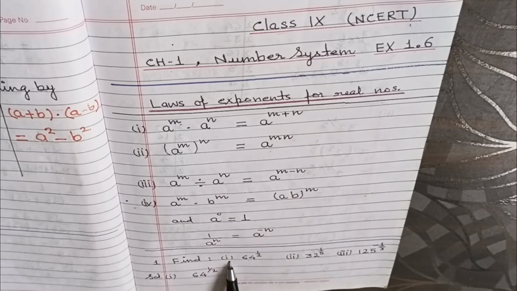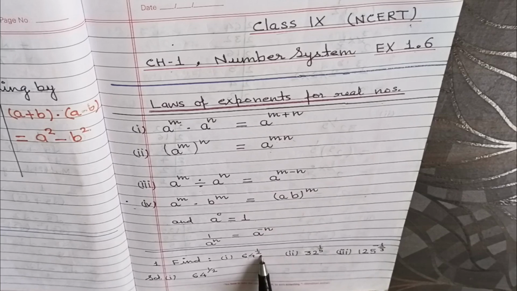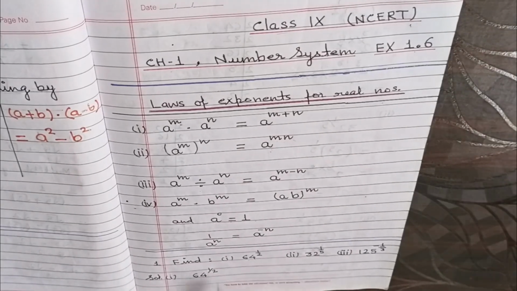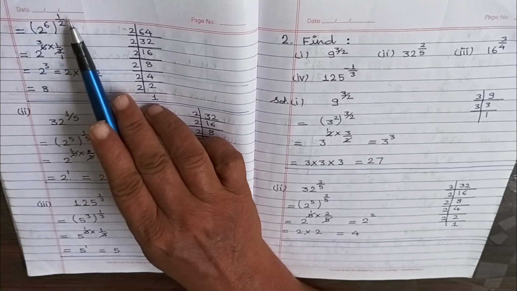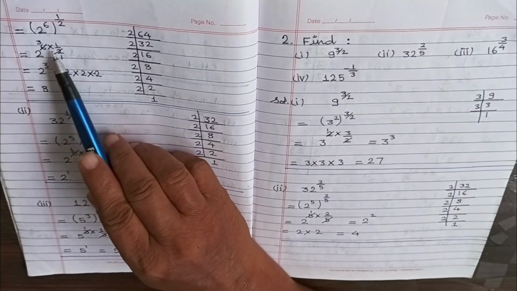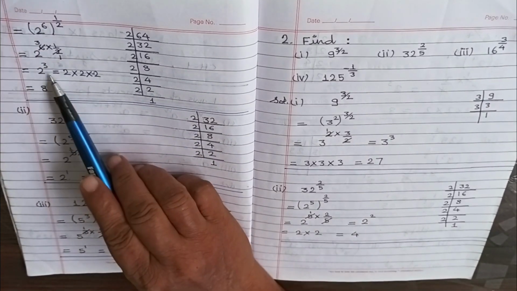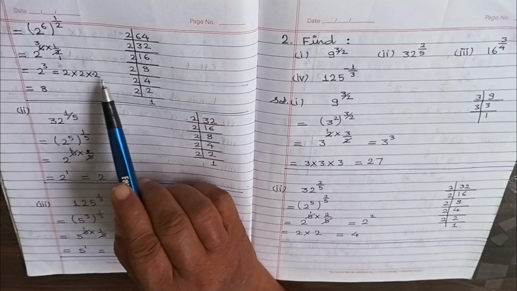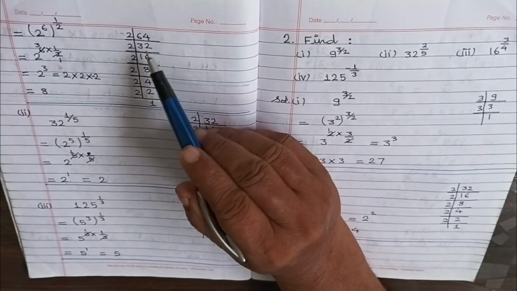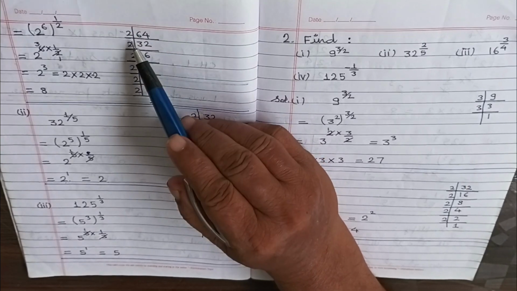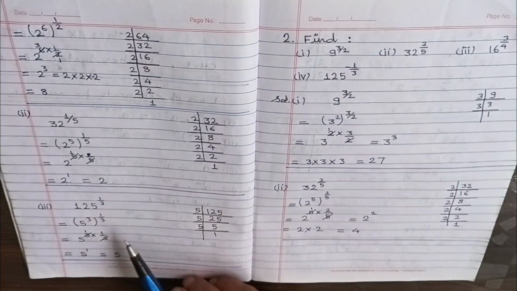First, find 64 raised to the power 1 by 2. 64 is 2 to the power 6, whole to the power 1 by 2. So 2 to the power 6 multiplied by 1 by 2. 2 3s are 6. 2 to the power 3. 2 to the power 3 is 2 multiplied by 2 multiplied by 2 equals 8. Here prime factorization of 64 is 2 2 2 2 2 2, 6 2s in a row.